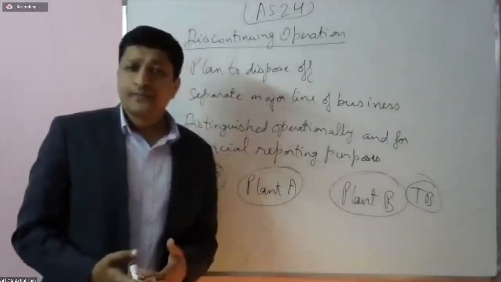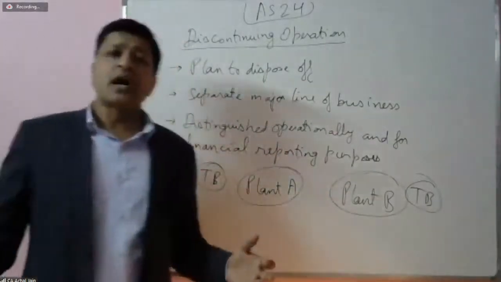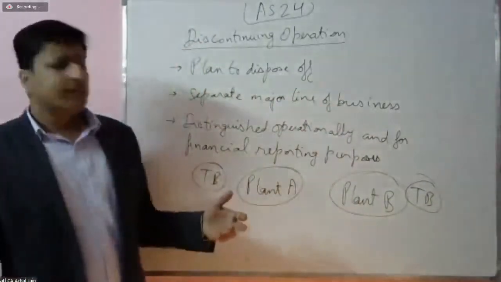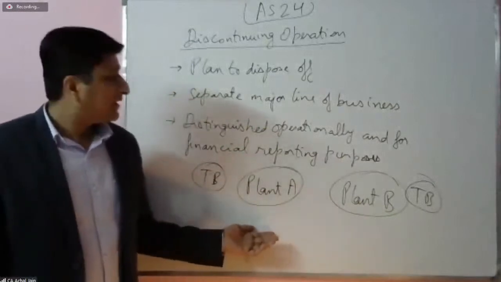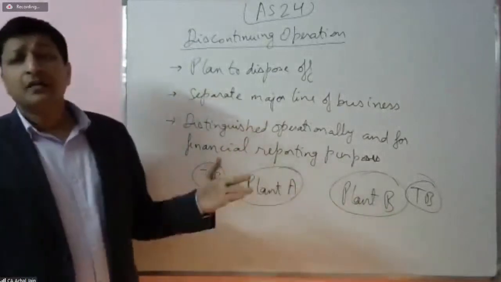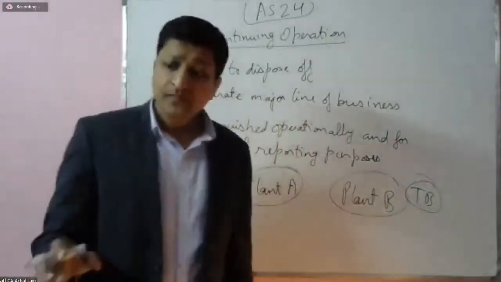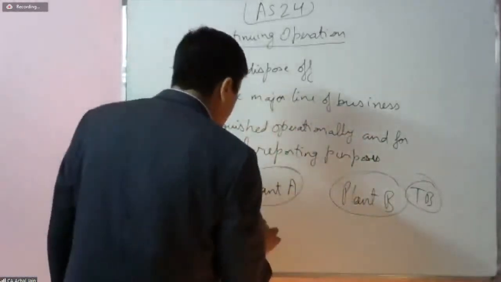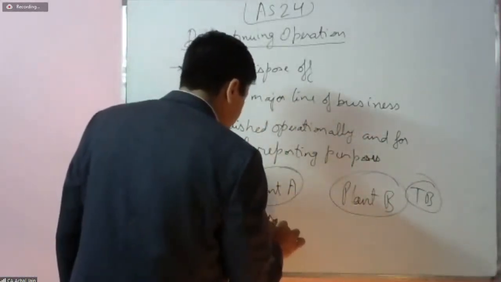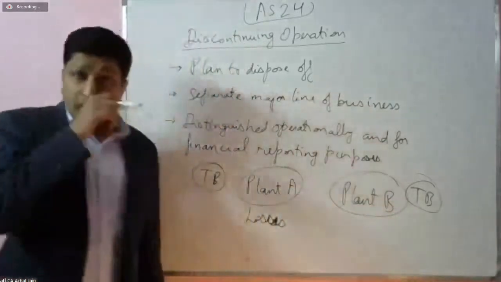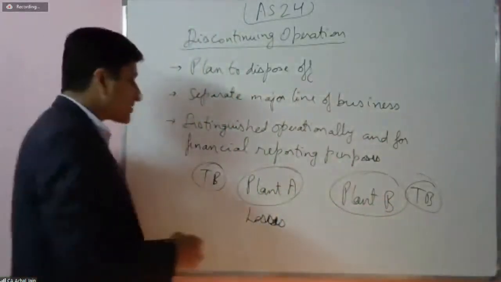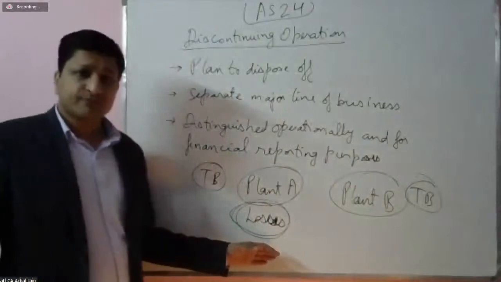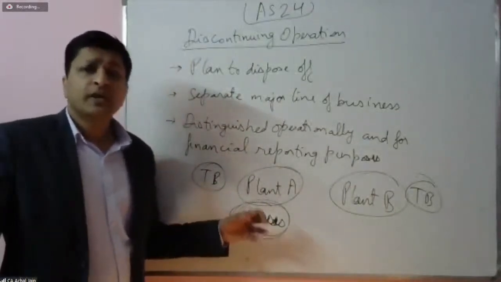These two plants, or you can say these two lines of business, are separately identified. Means they have their own P&L, they have their own assets, liabilities identified. Both of them are major lines of business for this company. And now the company finds this plant to be making losses for a long period of time, and that's why the company plans to dispose it of.